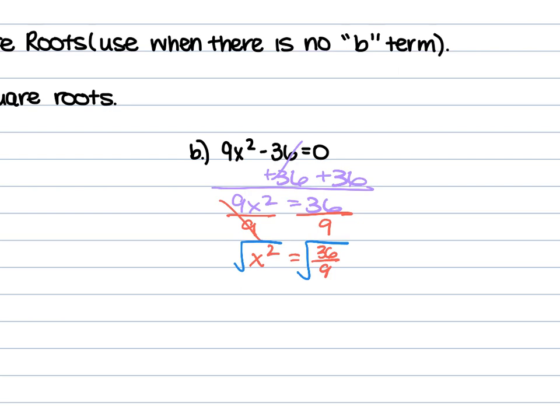Sometimes you're not going to be able, like with D, you're not going to be able to simplify that fraction before you take the square root of it. So if you want to move it or leave it, you can. If not, you don't have to. 36 over 9 is also 4. So this is the same thing as x squared is equal to 4, which we would take the square root of both sides there as well and get that x is equal to plus or minus 2.